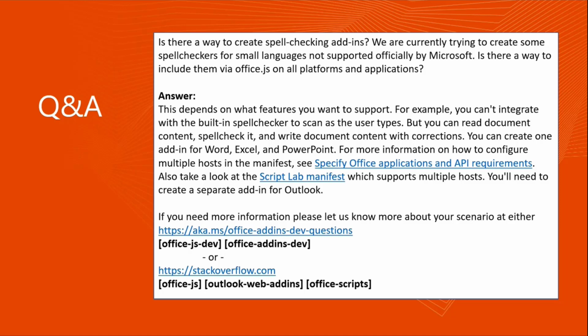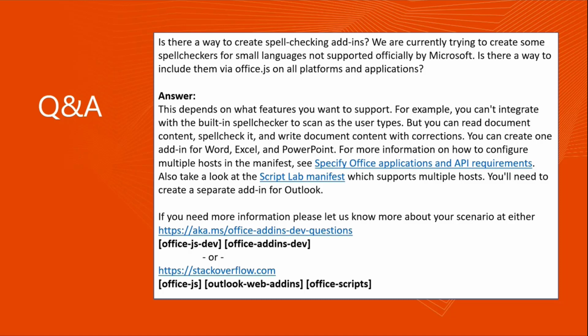So yeah, this kind of depends on what you're trying to do. For example, you can't integrate with a built-in spell checker, so you can't be adding the red wavy lines as someone's typing, but you can read content from a document, spell check it, and then write it back in with corrections. You can do that in Excel, Word, and PowerPoint.